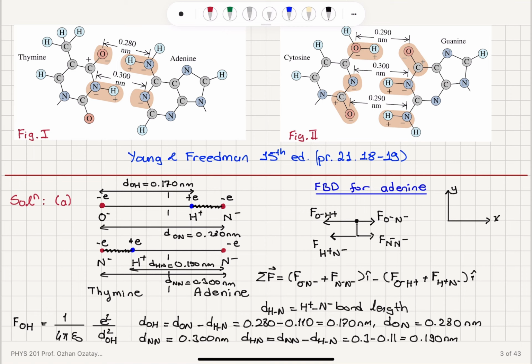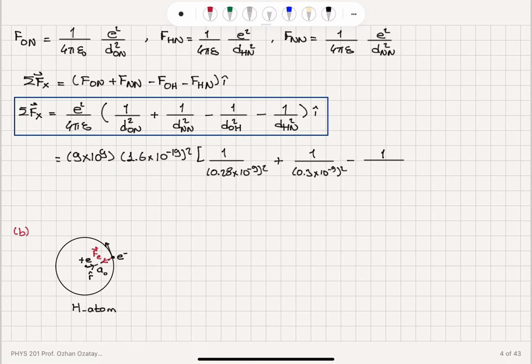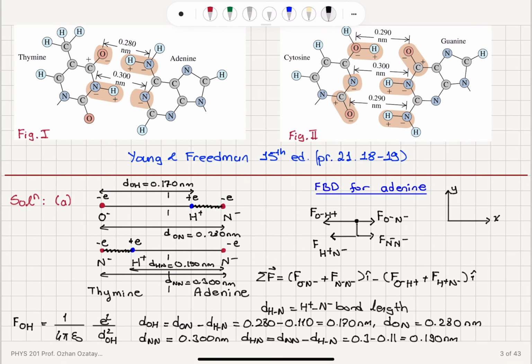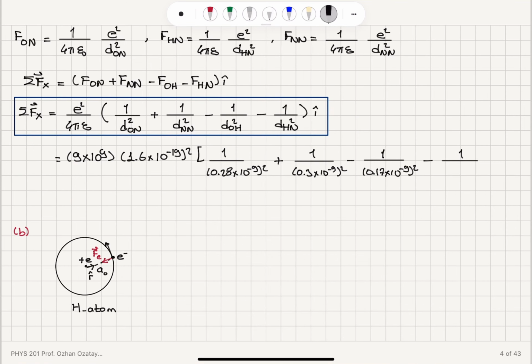The oxygen-hydrogen distance here is 0.17 nanometers, and the hydrogen-nitrogen bond length is 0.11 nanometers. So that gives me (0.17 × 10^-9)^2. And finally, I have the hydrogen-nitrogen distance in this part, that is 0.19 nanometers, so that when you add to it the bond length 0.11, you get 0.3. So this is (0.19 × 10^-9) squared.